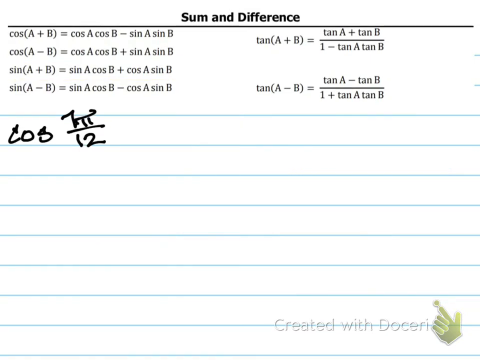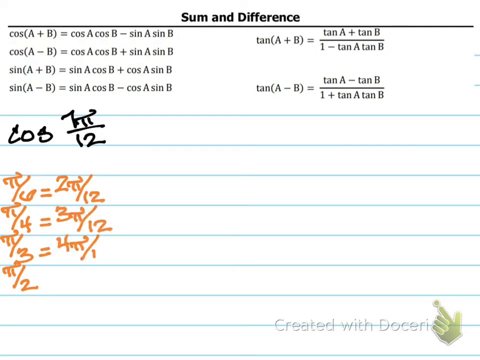Let's look at this one where we have radians. Here we need two unit circle values that will either add or subtract to give us 7 pi over 12. Well, here are our normal unit circle values, right? Pi over 6, pi over 4, pi over 3, pi over 2. I could keep going if I needed to. We need to come up with the equivalent fraction for each of those to be over 12. So that's 2 pi over 12, 3 pi over 12, etc.